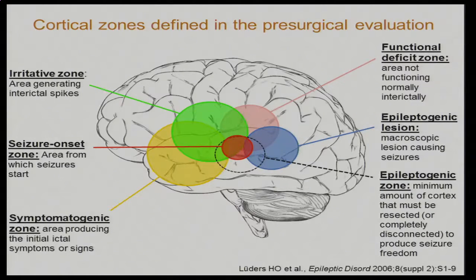This is different from the functional deficit zone, which is the area not functionally normal interictally. So it's an abnormality that you pick up on a neurological examination. And this is different from the symptomatogenic zone, which is the area producing the symptoms during your seizures, and the epileptogenic lesion. So having a lesion in the brain in someone with epilepsy doesn't necessarily mean that that lesion is producing the seizures. What you can see is that these different areas do not perfectly overlap. And certainly they do not overlap with the so-called epileptogenic zone, which is the minimum amount of brain tissue which, if resected, destroyed, or disconnected, then leads to seizure freedom. To date, there is not a single biomarker that can accurately define the borders of the epileptogenic zone.